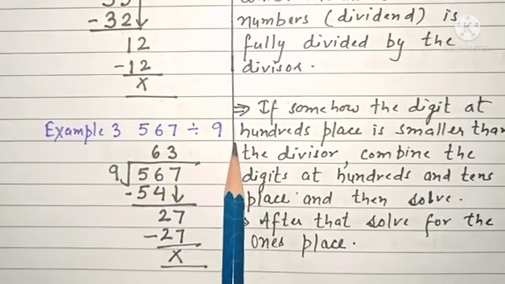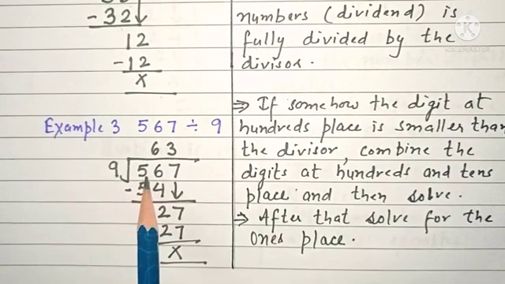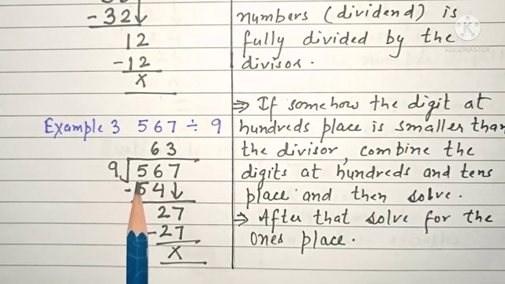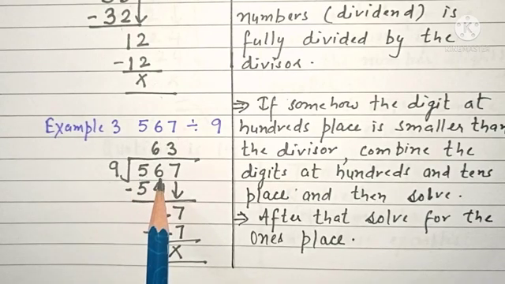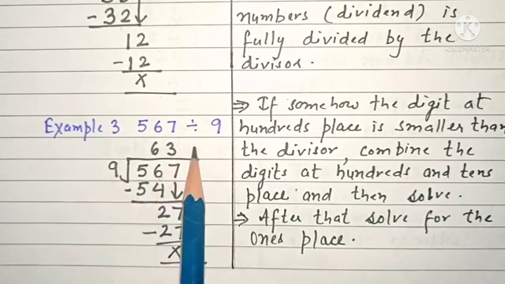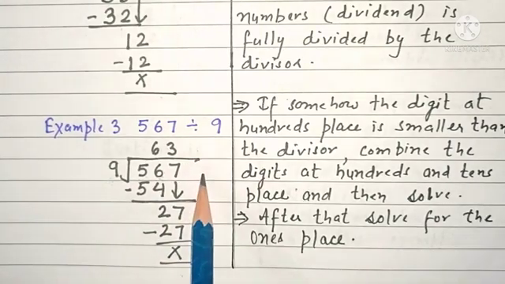567 divided by 9. Now students, as here the hundreds place 5 is smaller than our divisor 9, there is a need to combine the hundreds and tens place together, and together we have to solve first for 56 here. So we will look for 56 in the table of 9. 56 doesn't come, but the slightly smaller number is 54. So 9 6s are 54. So 6 minus 4 is 2. Putting 7 down, 9 threes are 27. So we get the quotient as 63.